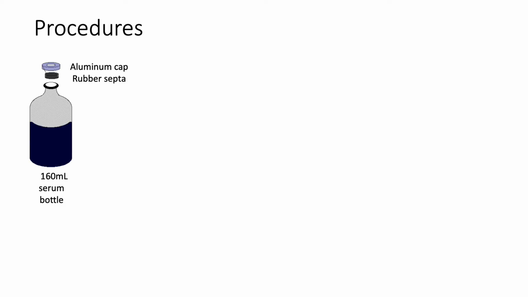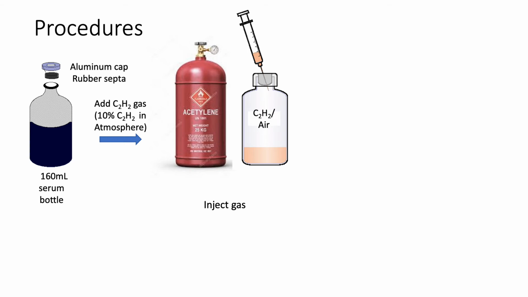The procedure of the acetylene reduction assay is that first you prepare a 160 ml serum bottle, which has an aluminum cap and a rubber septa. With that you add 100 ml of water and leave around 50 ml of headspace. And then you inject the acetylene gas from the acetylene tank, to make 10% of the headspace atmosphere.